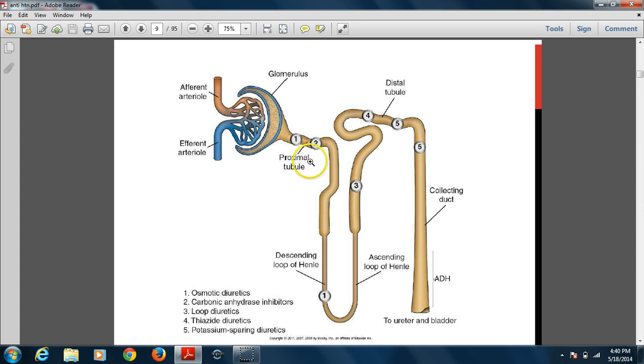I don't really think you need to memorize this, but suffice it to say that when we talk about loop diuretics in a minute, you can see that they work in the ascending loop of Henle, that the thiazide diuretics work in the distal tubules, and potassium-sparing work a little bit further down the distal tubule. So it's important to know that they work definitely in the renal tubules, because that's where we excrete or absorb sodium and water.